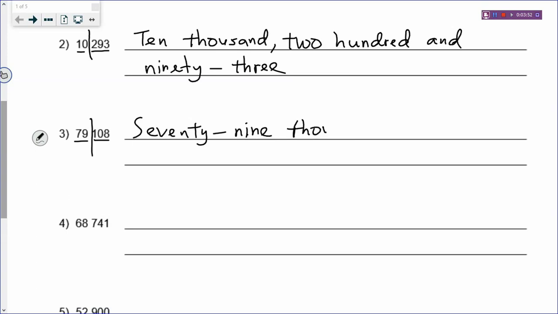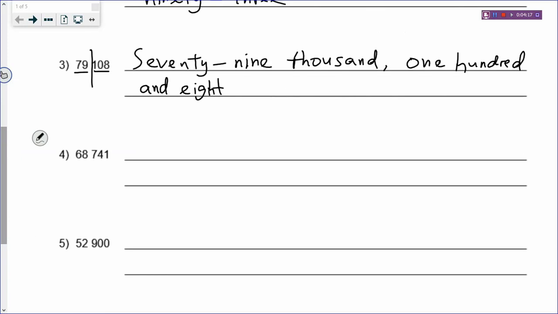79,000. So again, no S. And there's a comma. And you read the second group, 100 and. So you have the word "and". That's why you need to have the comma in front. So 79,000, 108. Okay, let's try another one.